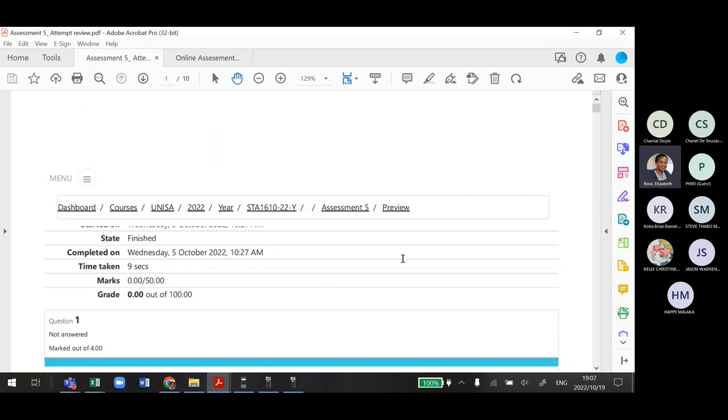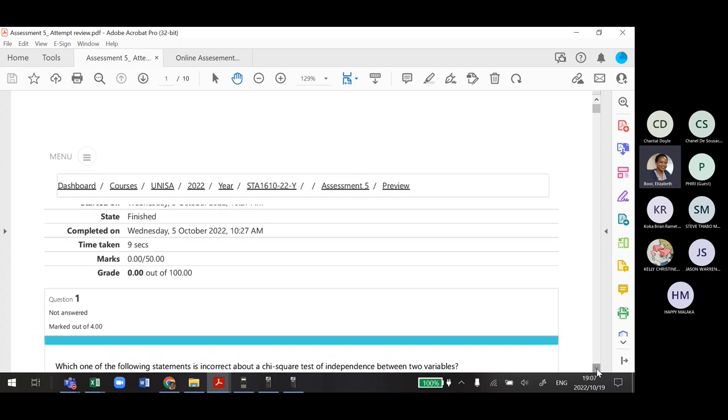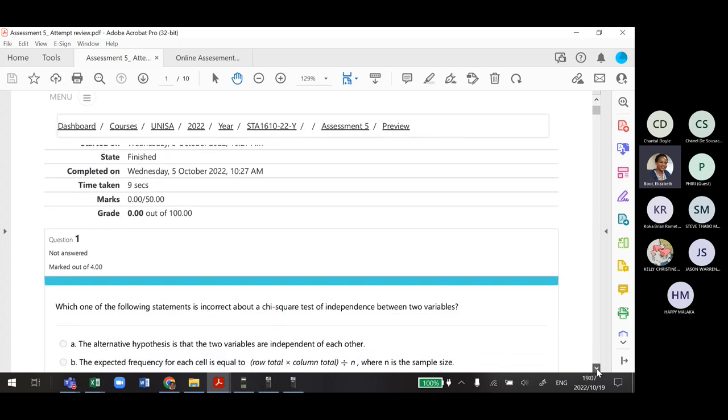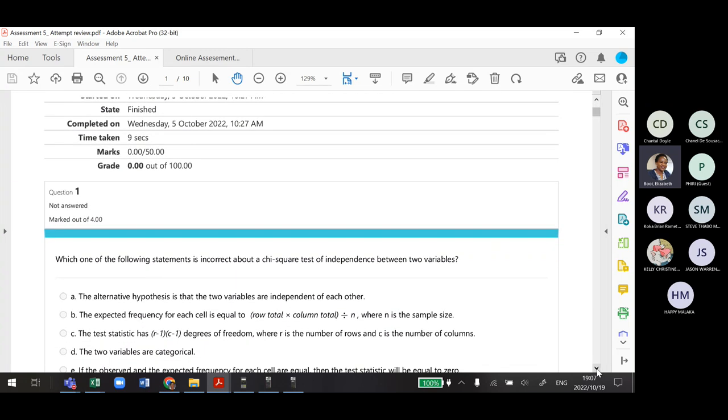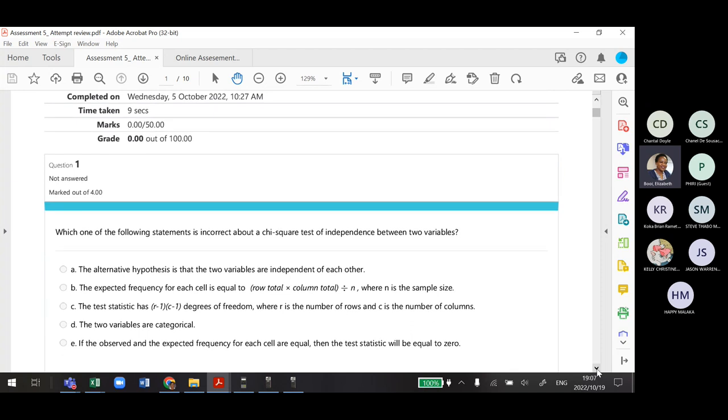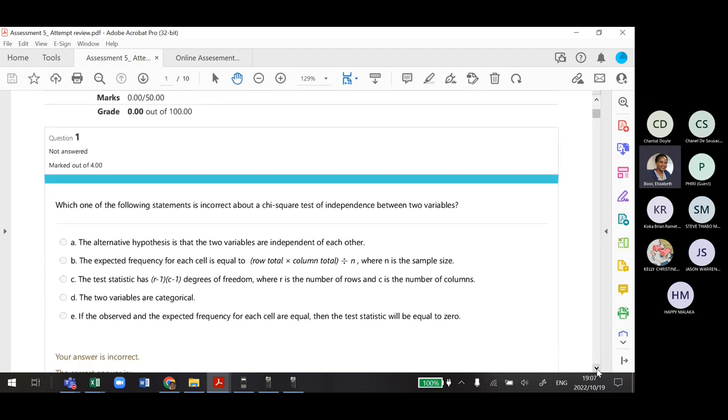Like with the previous sessions, since the preview of the assessment download sometimes doesn't have all the questions reflecting, we are just going to look for alternative questions from last year's assignment 5 question. Okay, so without wasting time, let's get to it.